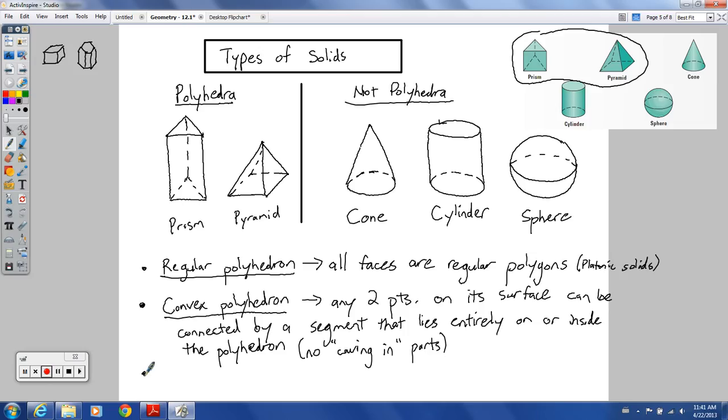And finally, a cross section. You need to know what that is as well. So cross section, that's the intersection of a plane and a solid.